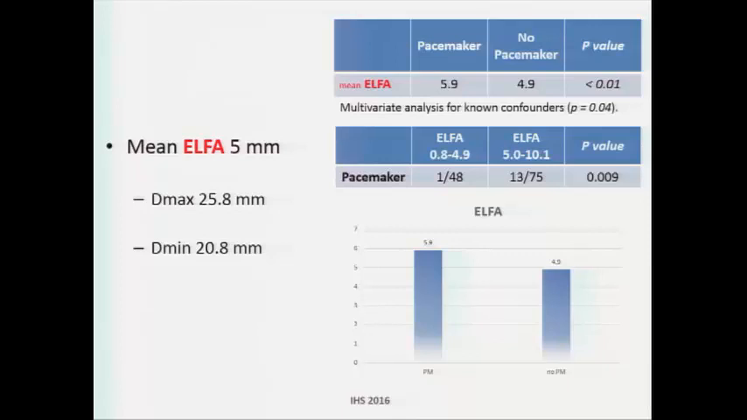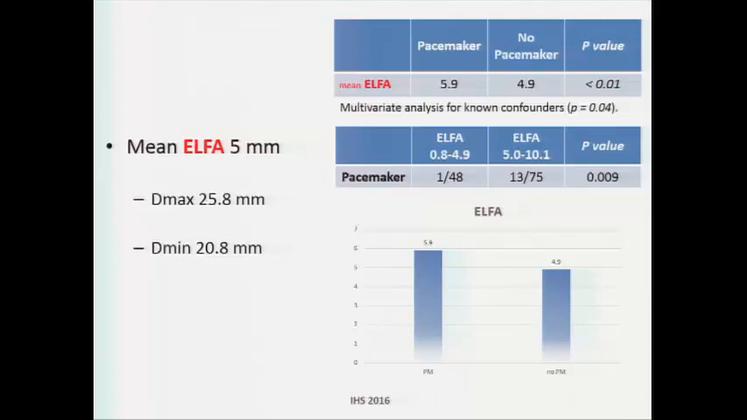The mean maximal diameter was 25.8 millimeters, and the mean minimal diameter was 20.8 millimeters, which resulted in an elliptic factor of 5. Patients who required a pacemaker had a much higher mean elliptic factor of 5.9, and patients who didn't require a pacemaker implantation had a lower elliptic factor of 4.9. This was statistically significant in univariate and multivariate analysis.